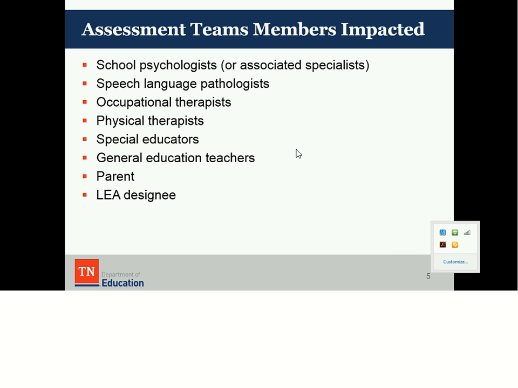The assessment team members who are impacted are pretty much every team member that might be involved in this evaluation. We just listed a few of those to remind districts and those of you attending this webinar to make sure that you speak with various members and that they are updated on the changes as well. Those may include school psychologists or their associated specialists, speech-language pathologists, occupational therapists, physical therapists, special educators, general education teachers, parents, and LEA designees. As team members making decisions on eligibility and assessment plan needs, everybody needs to be aware of the upcoming changes. Think about how you may be communicating those changes to the various groups that might be impacted.